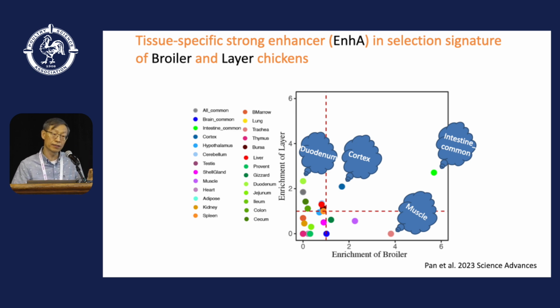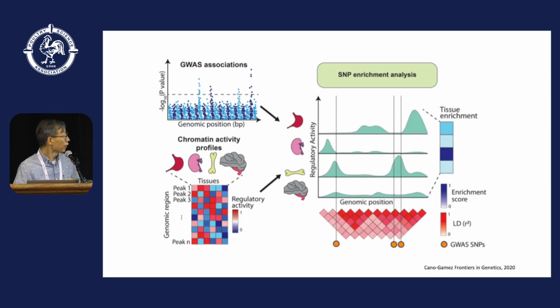As you probably expected, the brain tissues and the gut tissues play very important roles in terms of the genes related to productivity, whether laying eggs or meat production. And then, as we expected, the muscle-specific strong enhancers are significantly enriched in broilers, and the genome is significantly enriched in the layers.